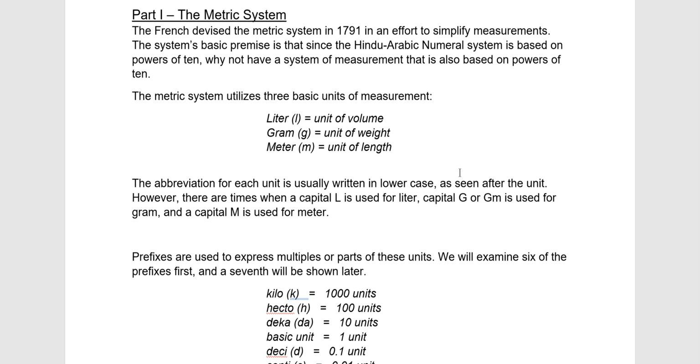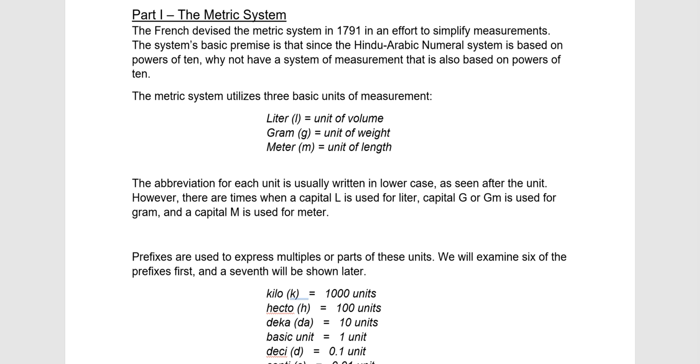This was created in 1791 to help us simplify measurements. This system of measurement is the simplest because it's based on powers of 10, just like our normal Hindu-Arabic numeral system. The metric system uses 3 basic units of measurement: a unit of volume, which we call a liter, denoted with an L; a unit of weight, which is a gram, denoted with a G; and a unit of length, which is a meter, denoted with an M. Usually we write these abbreviations in lowercase.